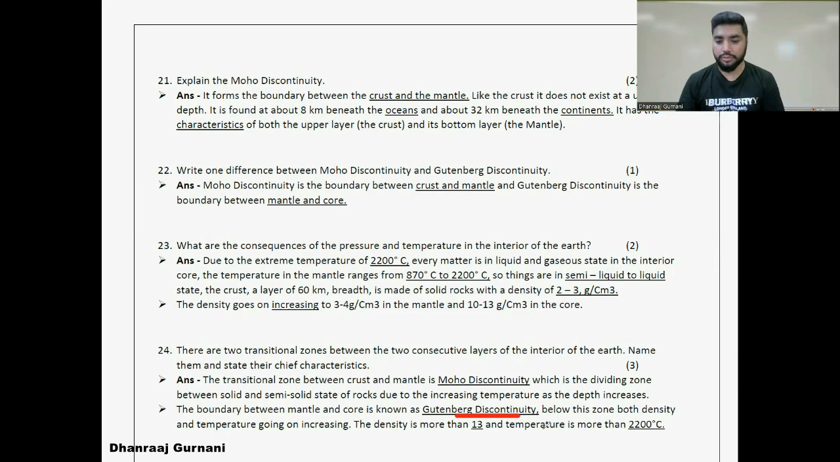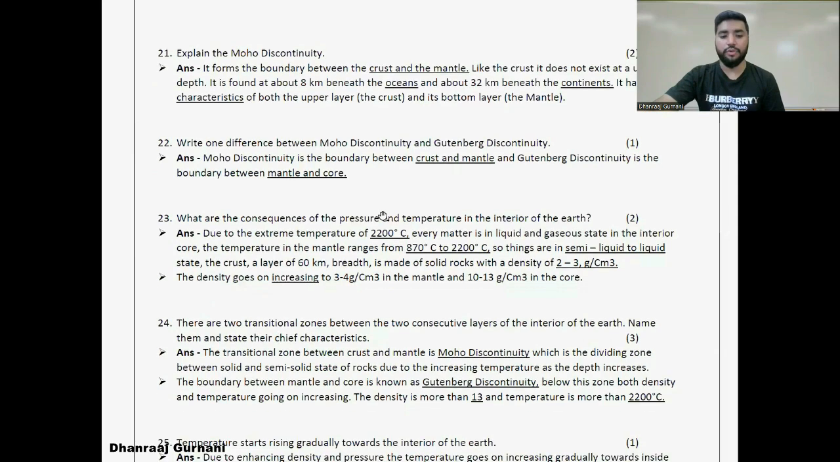Below this zone, both density and temperature go on increasing. So as you go from the mantle to the Gutenberg discontinuity, and from the Gutenberg discontinuity to the core, obviously what will happen? Density and temperature both will increase. The density is more than 13 and the temperature is more than 2200 degrees Celsius, because as you go towards the core, both increase, that is, temperature increases as well as density increases.